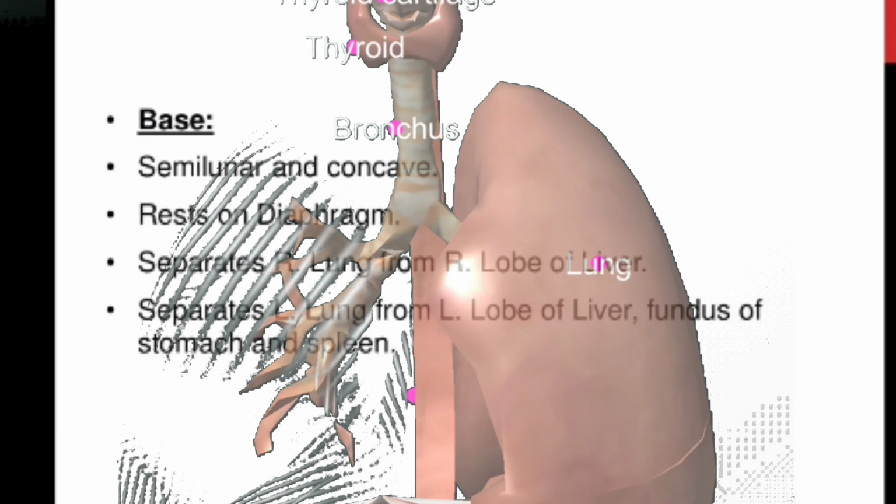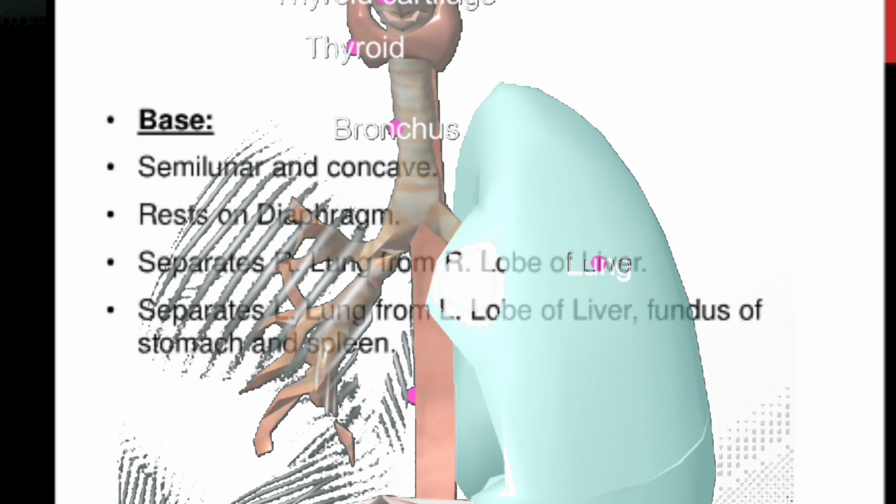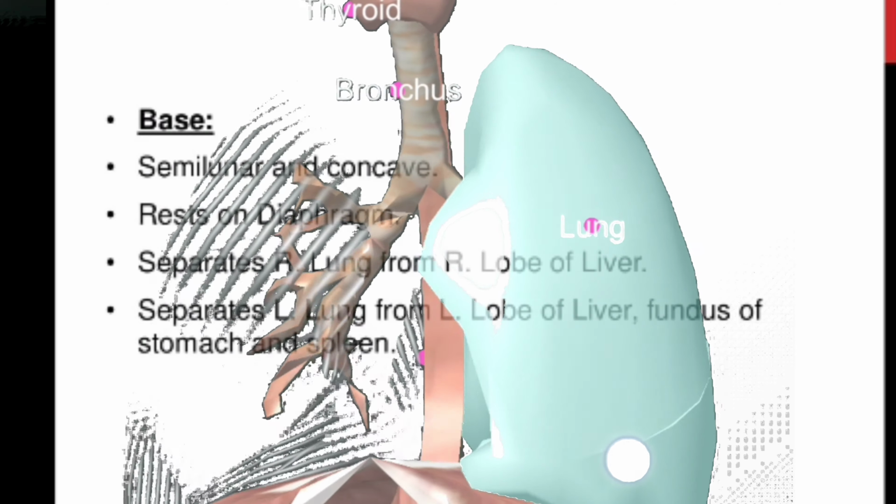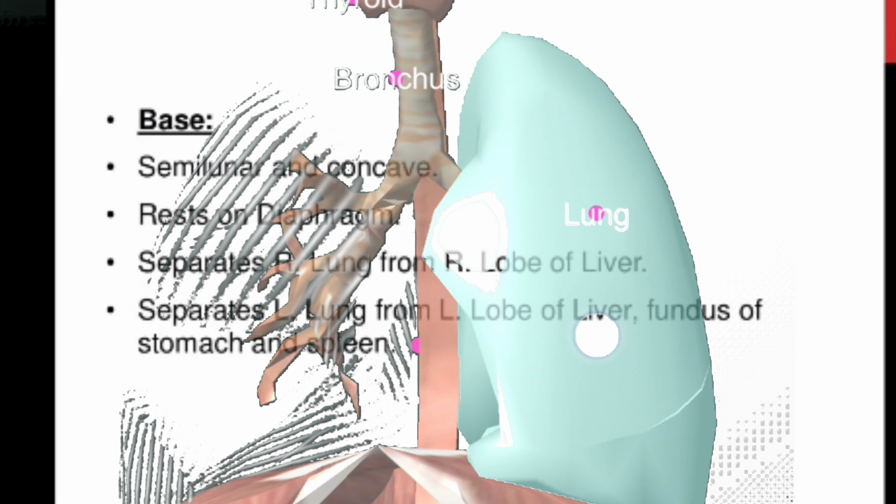And what about the base? It is semilunar and concave. It rests on the diaphragm. It separates the right lung from the right lobe of the liver and the left lung from the left lobe of the liver.